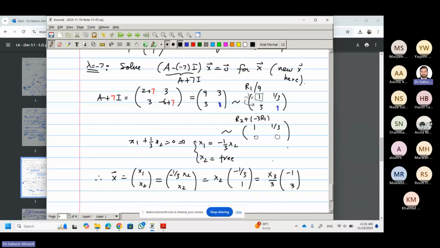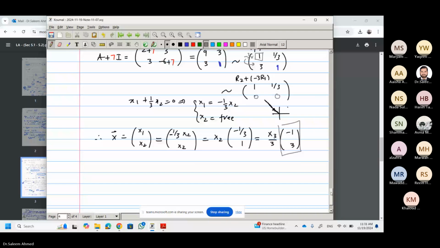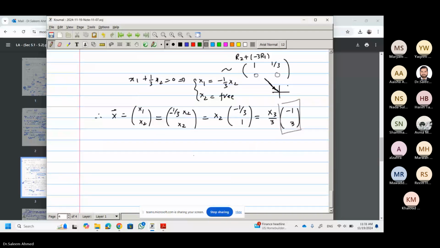So it's better because both vectors will give you the same direction. You see, -1 by 3, 1 is this vector, and -1, 3 is a little longer vector. That's it. Direction is the same. So avoid fractions. If you can, avoid fractions, and take this as the second eigenvector. So from here, you can say that my second eigenvector V2 is -1, 3. If you take this as the second eigenvector, the answer will be correct. -1 by 3, 1 is also a correct answer.